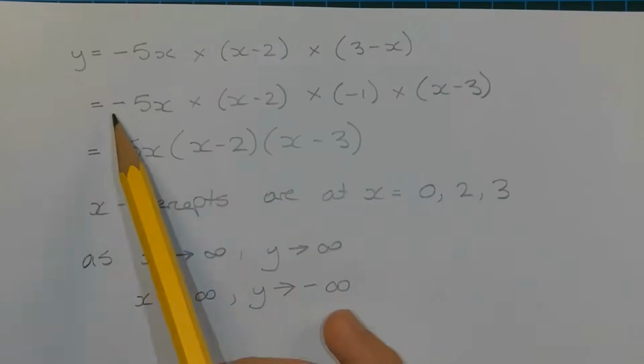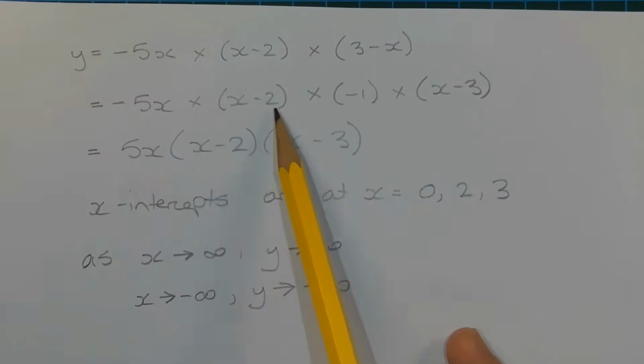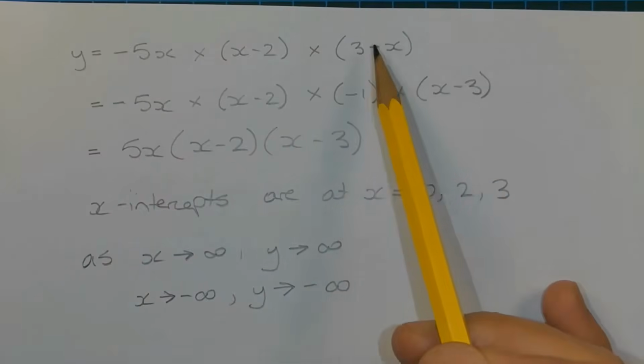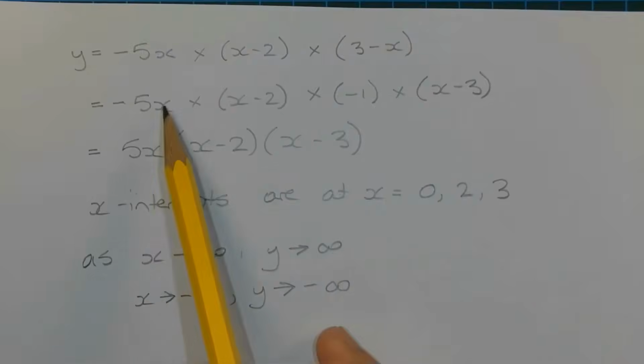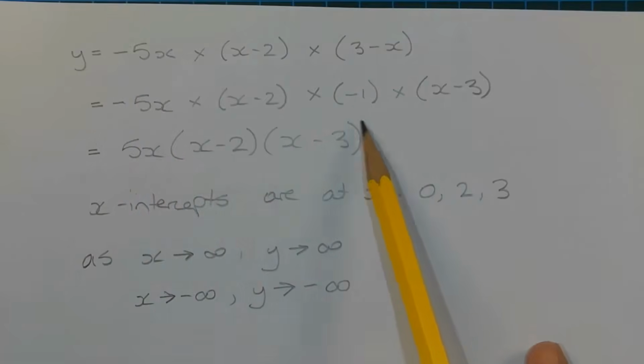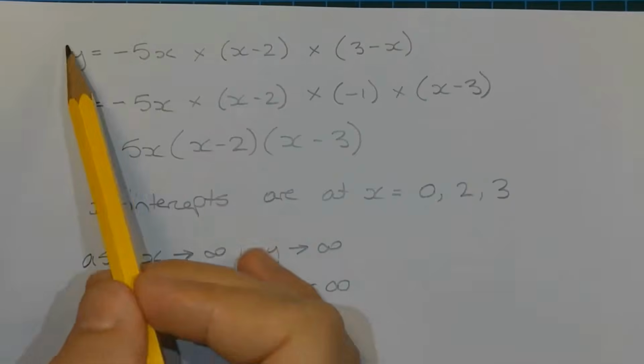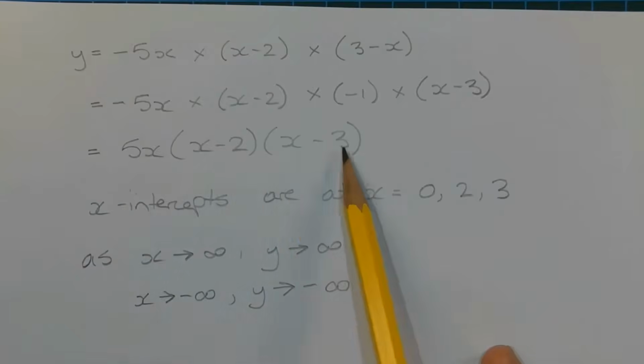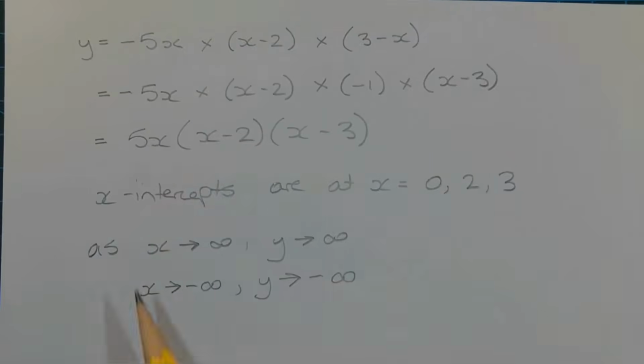So we get y equals negative 5x times x minus 2 times negative 1 times x minus 3, rather than 3 minus x. Now negative 5x times negative 1, since multiplication is commutative, we get positive 5x. So y is equal to 5x times x minus 2 times x minus 3. And we get x-intercepts at x equals 0, 2, and 3, like before.